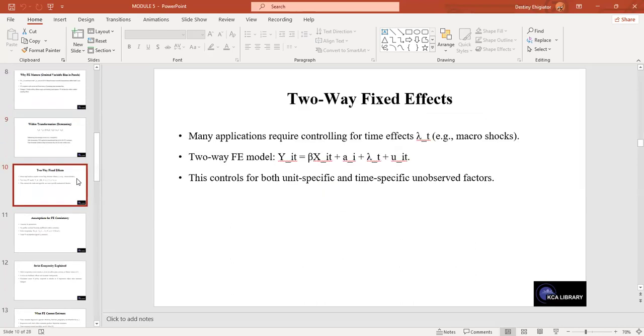Let's look at the two-way fixed effect. Many applications require controlling for time effects, e.g. macro shocks. This is the equation for two-way FE. It controls for both unit-specific and time-specific unobserved factors.